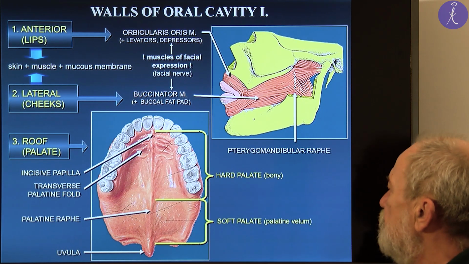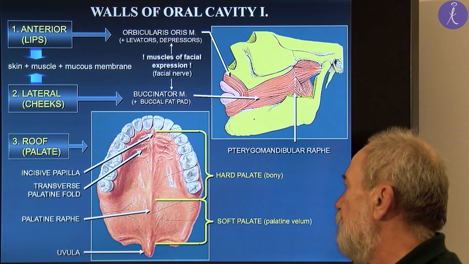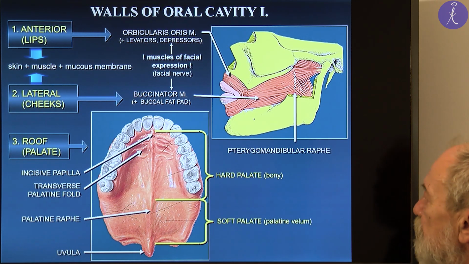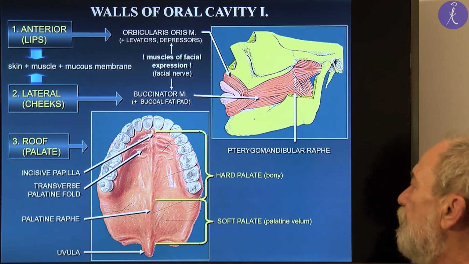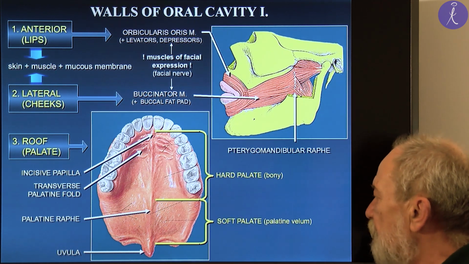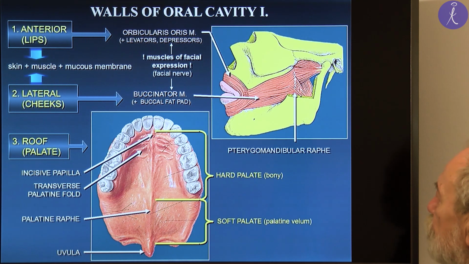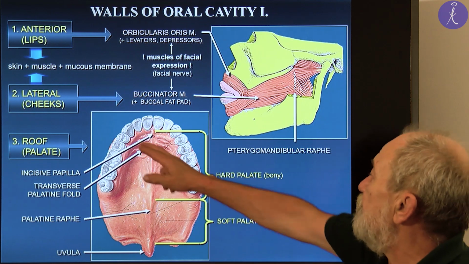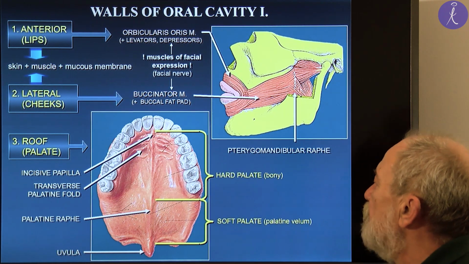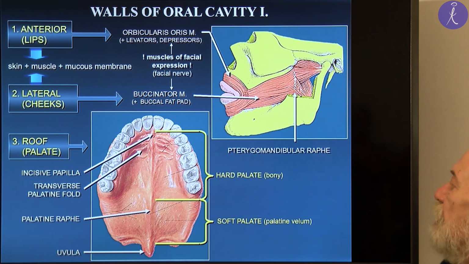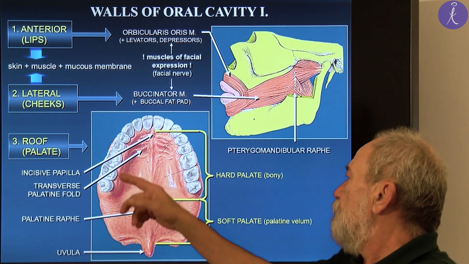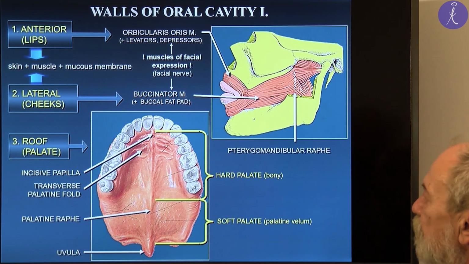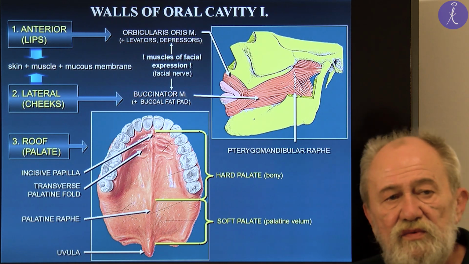On the hard palate, where you learned the incisive foramen in the previous semester, a small accumulation of mucous membrane makes a papilla. This incisive foramen lets the blood vessels and nerves supplying mostly the anterior part of the hard palate come into the oral cavity. And transversely oriented ridges are found. These are called the transverse palatine folds.